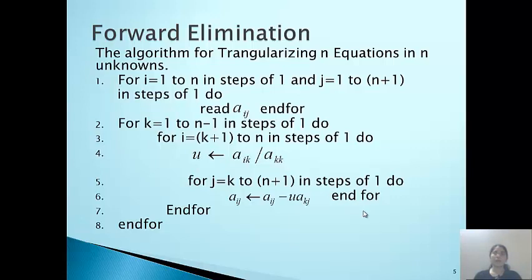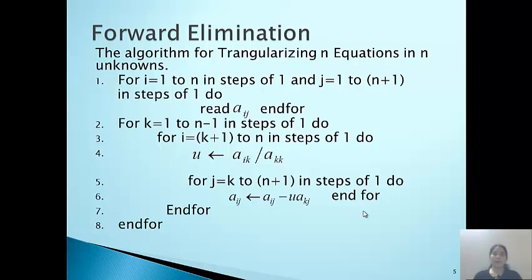This is an outer for loop, which will run from 1 to 2 if there are three equations. Now there is another for loop inside the outer for loop. This will run from i equal to k plus 1 to n in steps of 1. That is, if k equal to 1, it will run from i equal to 2 to n. If n equal to 3, it will run from 2 to 3.